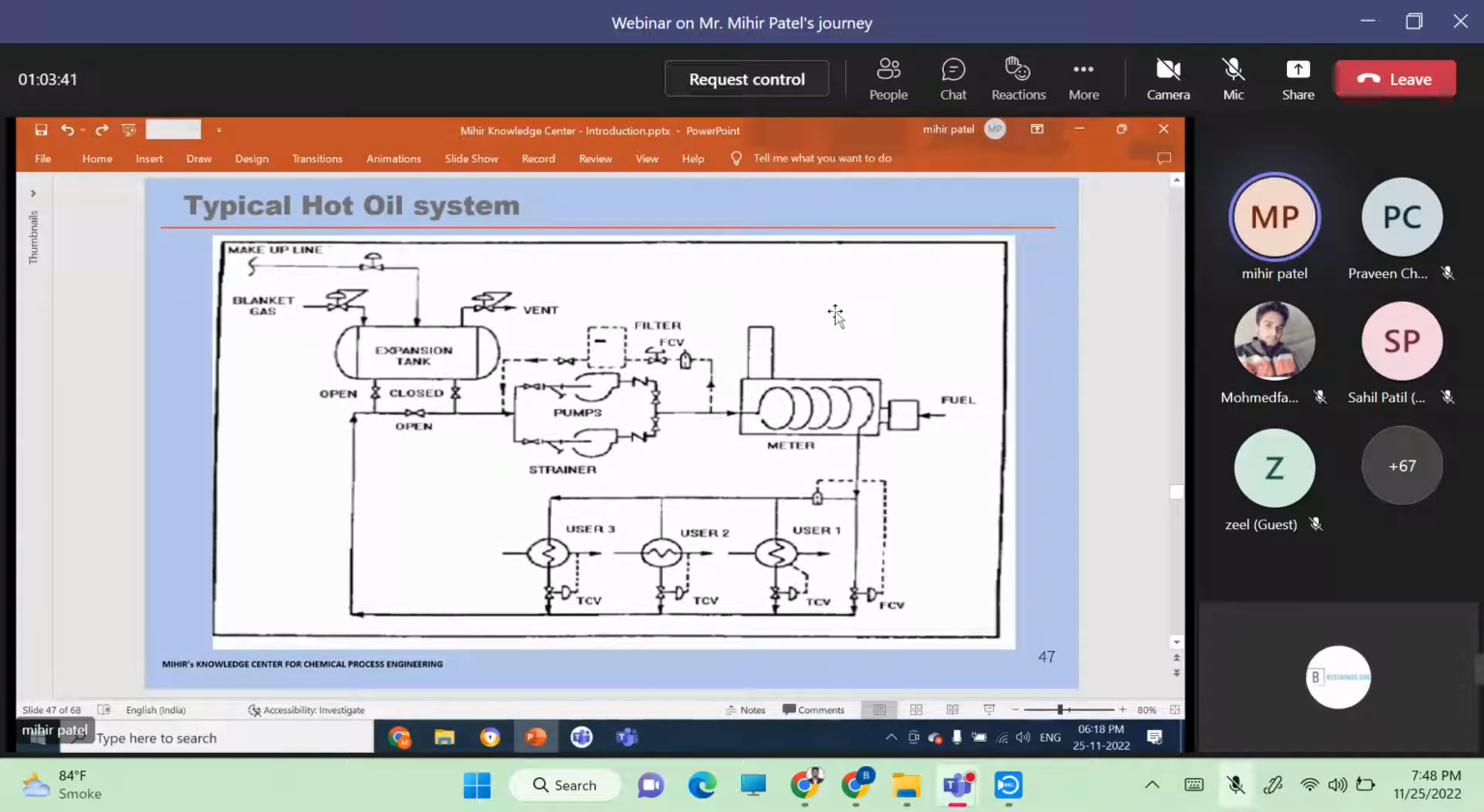So there are many types of thermic fluids available depending on your temperatures, and they can withstand very high temperatures. So basically you have pumps, expansion tank, pumps. This is the main fired heater. You have the users here, and then the hot oil comes back to the expansion cum deaeration tank. This is called expansion cum deaeration tank, and then from here again pumped through the circuit. So this is a typical hot oil system.